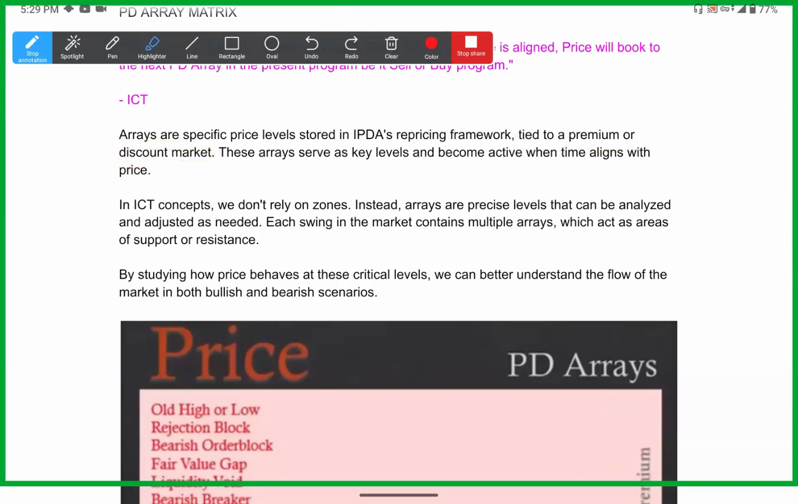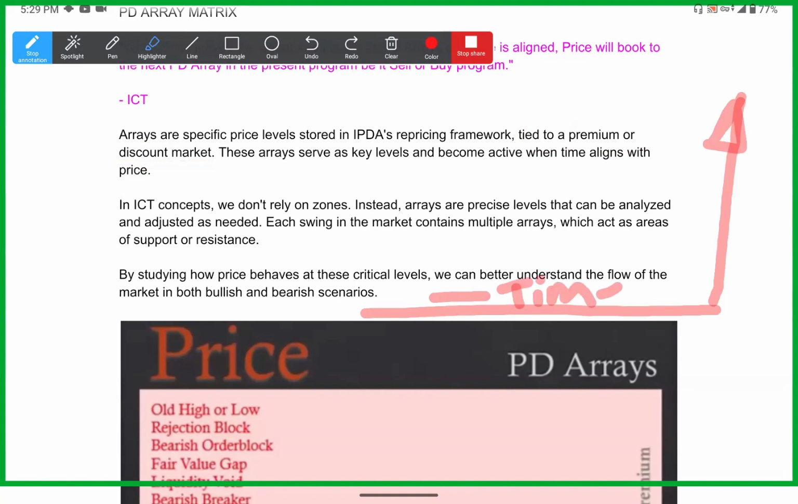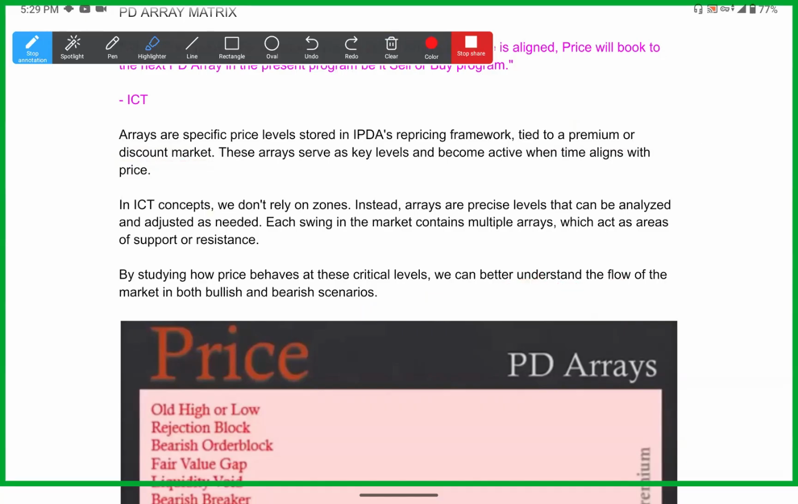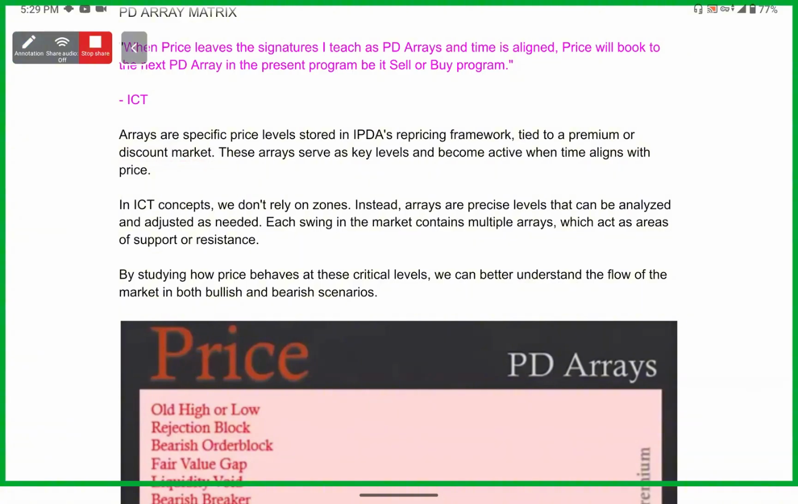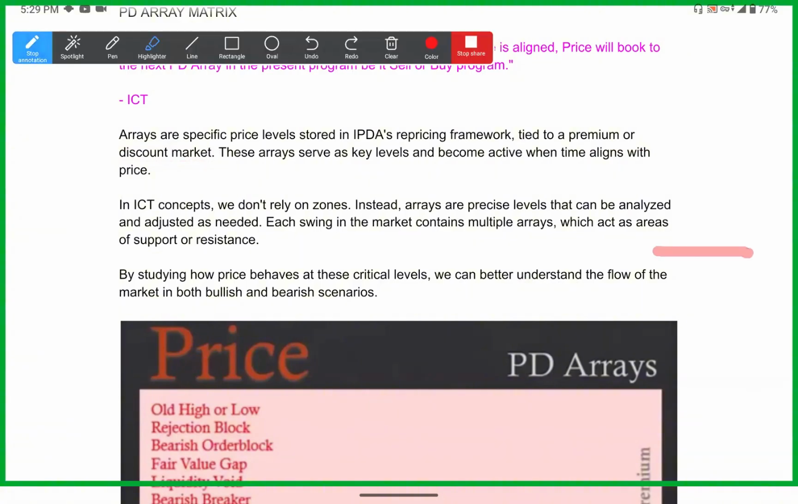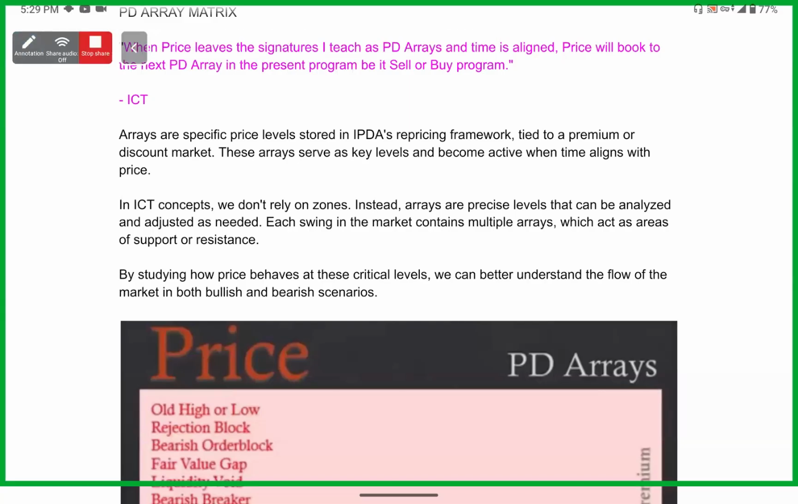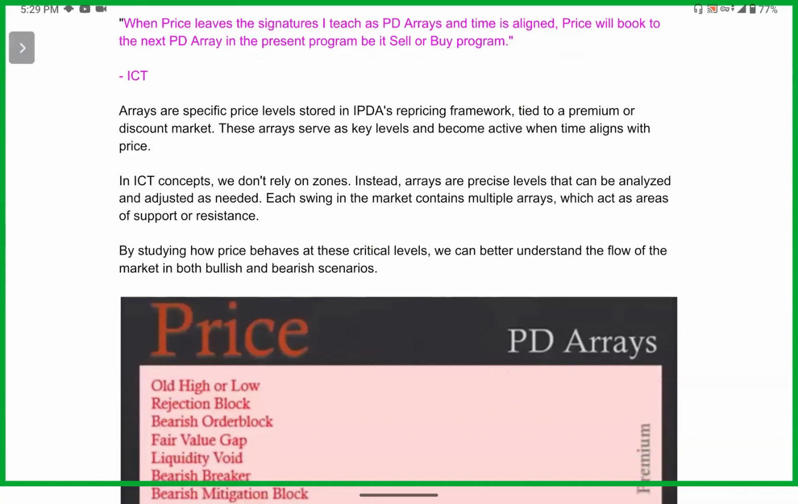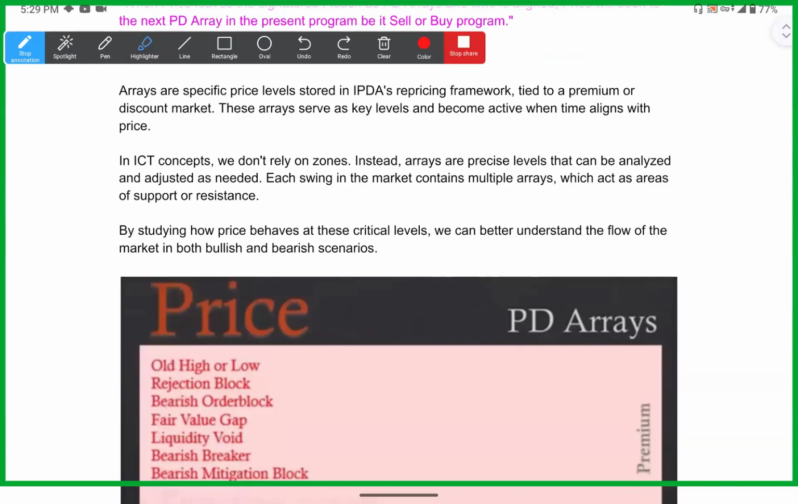I taught you how to recognize the x-axis and the y-axis on TradingView. So the x-axis is an axis of time, and the y-axis is for price. You get? So always price has to align in time plus price to be able to find good entries. So these are ICT concepts I told you earlier. In ICT concept, we don't rely on zones.